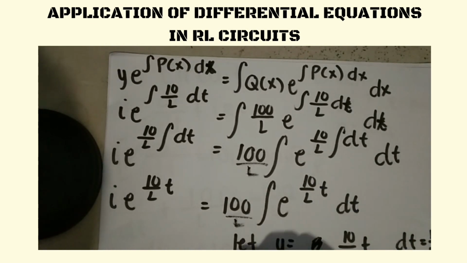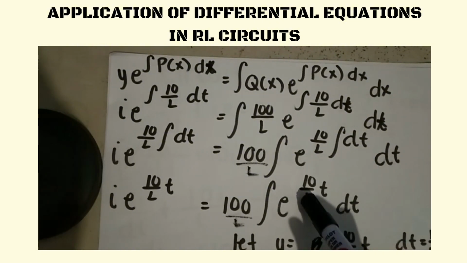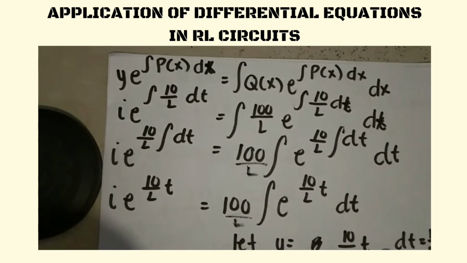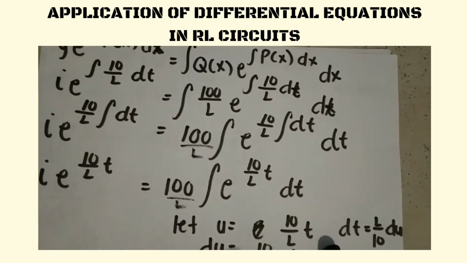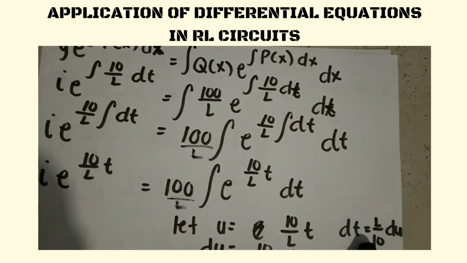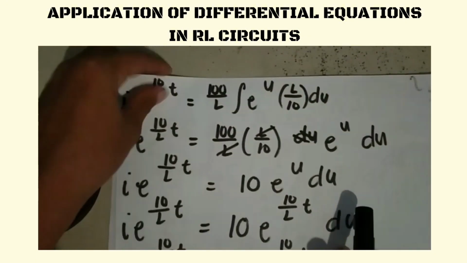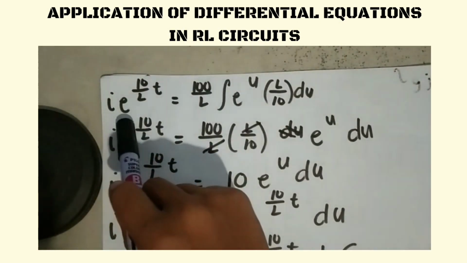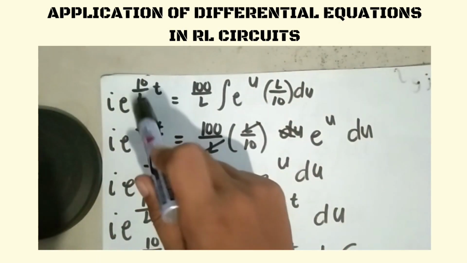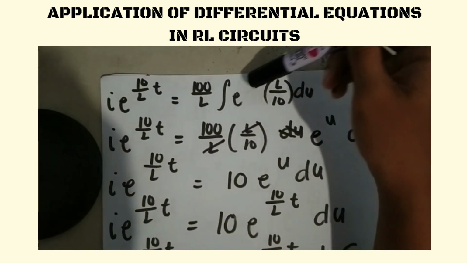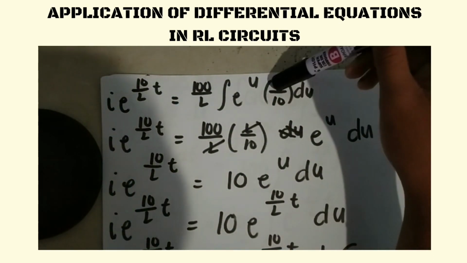So we're going to use substitution. Let u be 10 over L t, so du is equal to 10 over L dt, and dt is equal to L over 10 du. So next, I times e raised to 10 over L t is equal to 100 over L integral of e raised to u times L over 10 du.